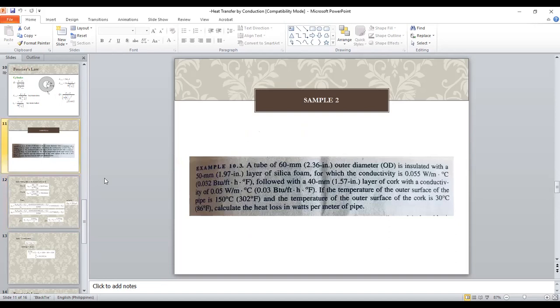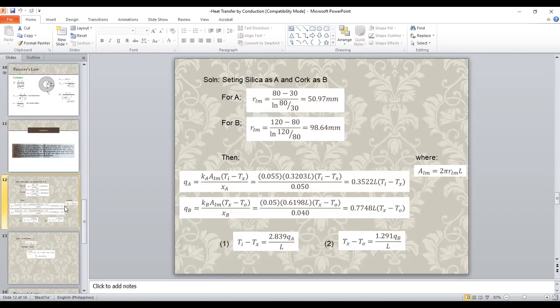The question is asking: if the temperature of the outer face is 150 and the temperature of the outer surface of the cork is 30, our outermost part in our series of resistances, calculate the heat loss in the pipe. Now we say that the heat loss in the pipe, as discussed in principle, will be the same whether we're talking about the pipe, the foam, or the cork. Why is it that you have added equations 1 and 2 if we're after the Q?